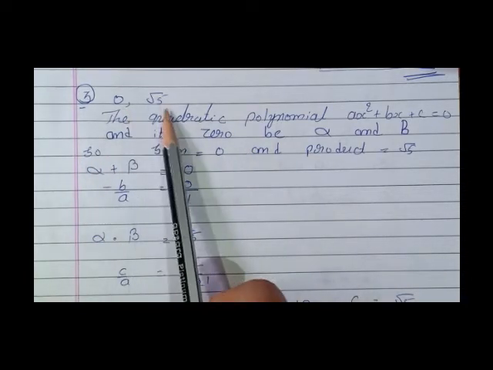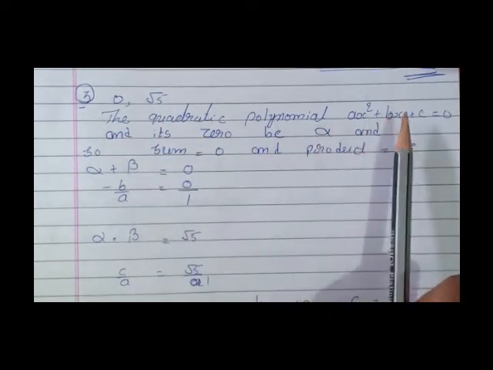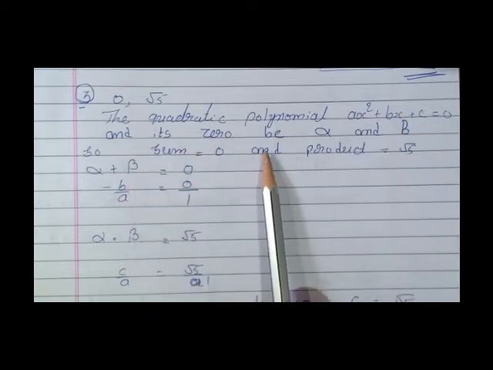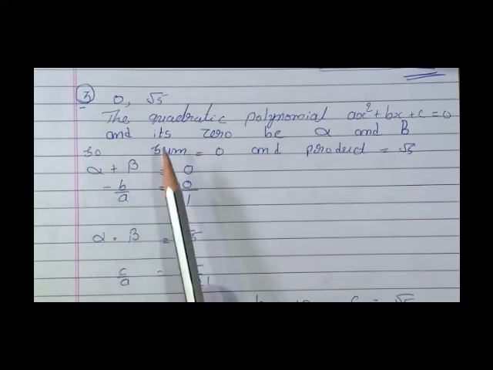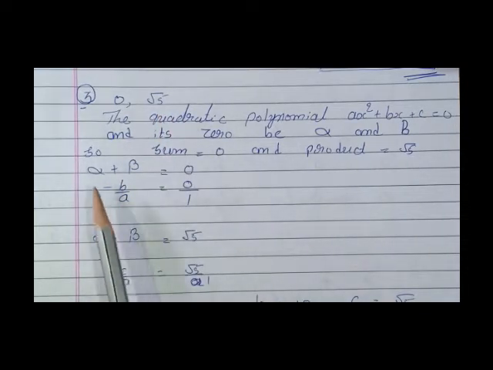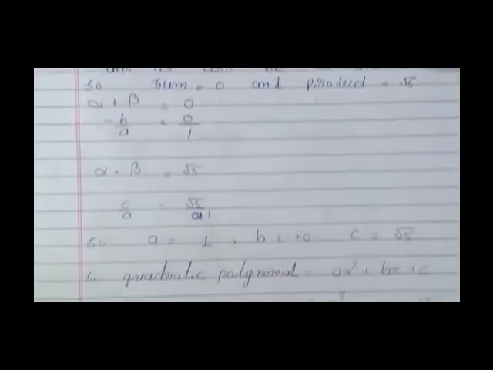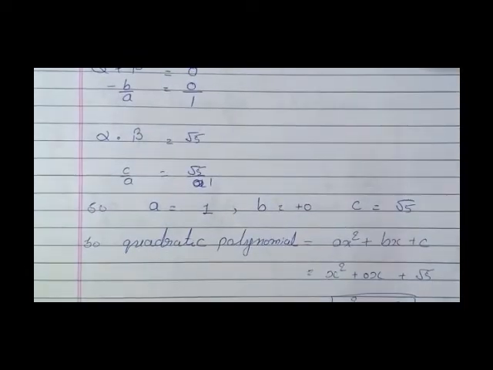Now next question: 0 comma root 5. The quadratic polynomial ax square plus bx plus c is equal to 0, and you know that its zeros are alpha and beta, and we all know that the sum is equal to 0, and here the product is equal to root 5. Now sum alpha plus beta is equal to 0, so minus b by a is equal to 0 by 1. Alpha into beta is equal to root 5, so c by a is equal to root 5 by 1. So what is the conclusion? A is equal to 1, b is equal to 0, and c is equal to root 5.